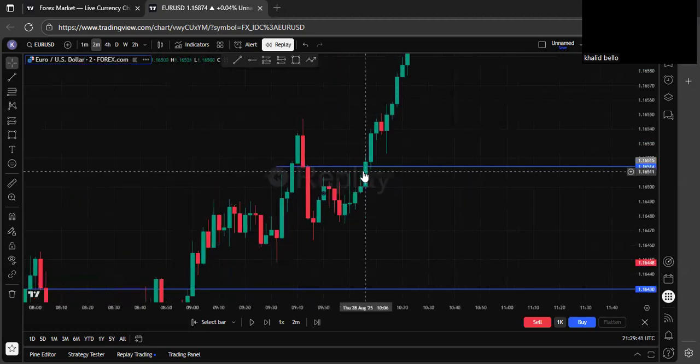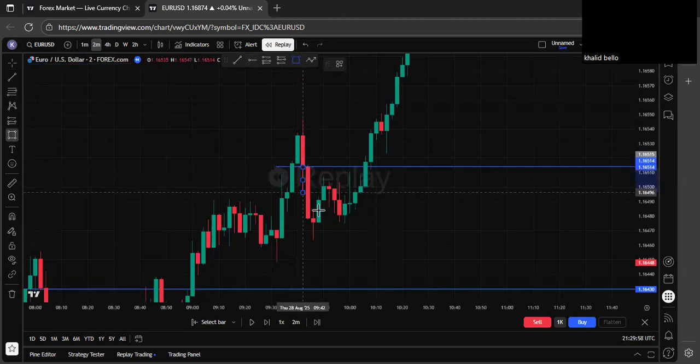This is a good imbalance. This is supposed to be an imbalance, but the market has already rebalanced it to more than 50%. But this is another one here. And now this is an inverse. We're running out of time, so let me just summarize. So you see this is an inverse here that is in line with this imbalance here, right?